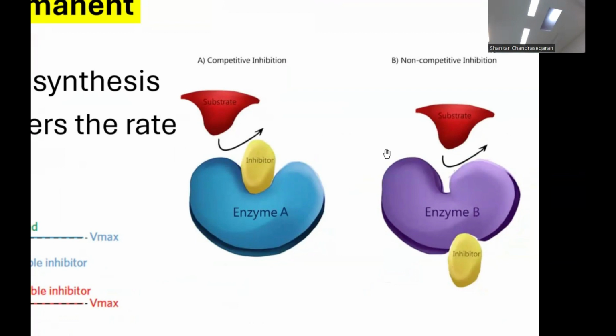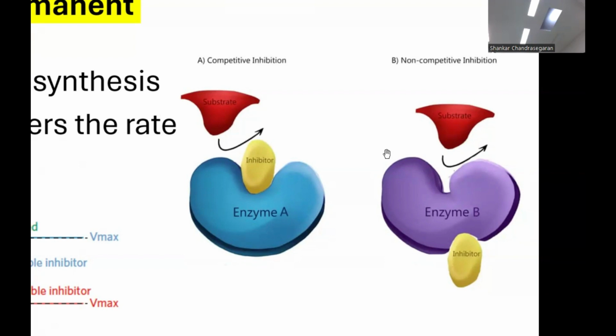Non-competitive inhibition is non-competitive because it's not competing to bind to the active site. The inhibitor molecule just needs to bind to the allosteric site around the enzyme, and it will cause a conformational change at the active site. And again, as we mentioned with the denaturing part, whenever we say conformational change at the active site, that will prevent the enzyme from carrying out its intended function.